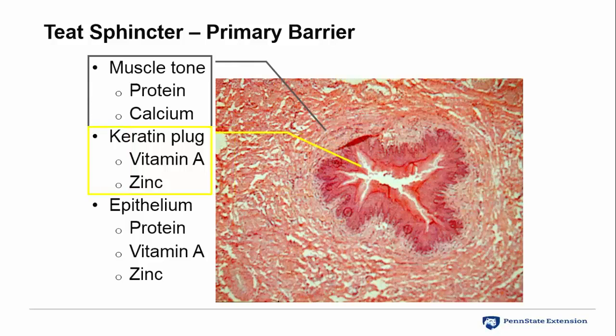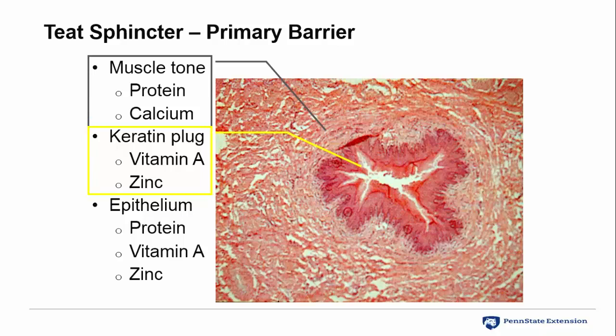The next level of protection is what we call the keratin plug. These are special cells that have antibiotic type or antimicrobial type properties that line the actual streak canal, the tube by which milk comes out or bacteria goes in. Keratin produced by the epithelial cells is very dependent upon vitamin A status and zinc in the diet.